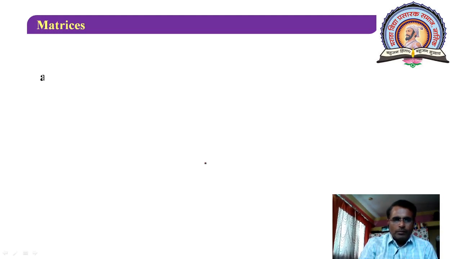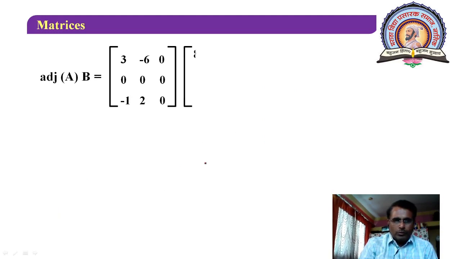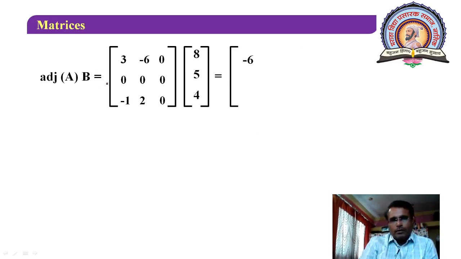So let us see what happens. Here adjoint A into B, this is your adjoint matrix which we have just obtained, and 8, 5, 4 is your required. Now you will observe that here the first row into this column, what you will get? 24 minus 30 is minus 6 here. Then next you have to consider second row into this column, that is 0. 0 into anything is 0. Then we have to consider third row into this column, minus 8 plus 10 is 2.